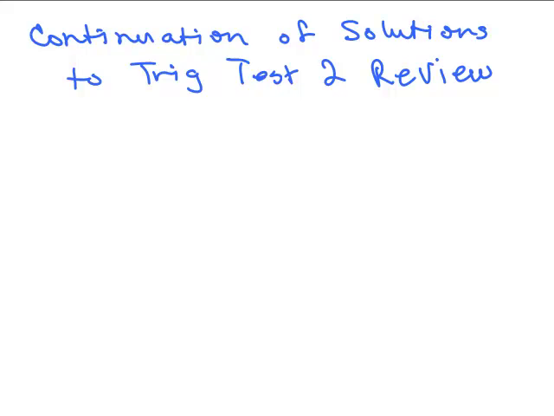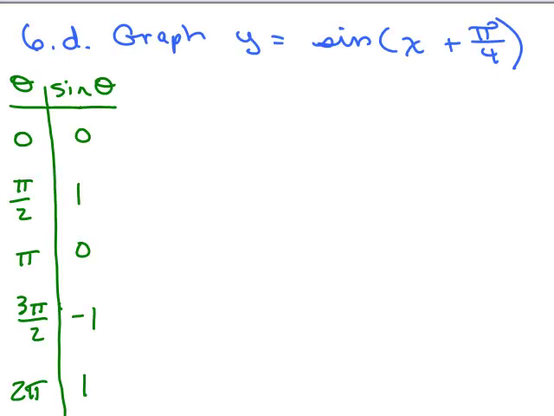This is a continuation of solutions to the Trig Test 2 review. Okay, here's 6D. Graph y equals sine of x plus pi over 4. Now, there's nothing in front of the sine, so we have an amplitude of 1. There's no stretching. The amplitude is going to be 1.